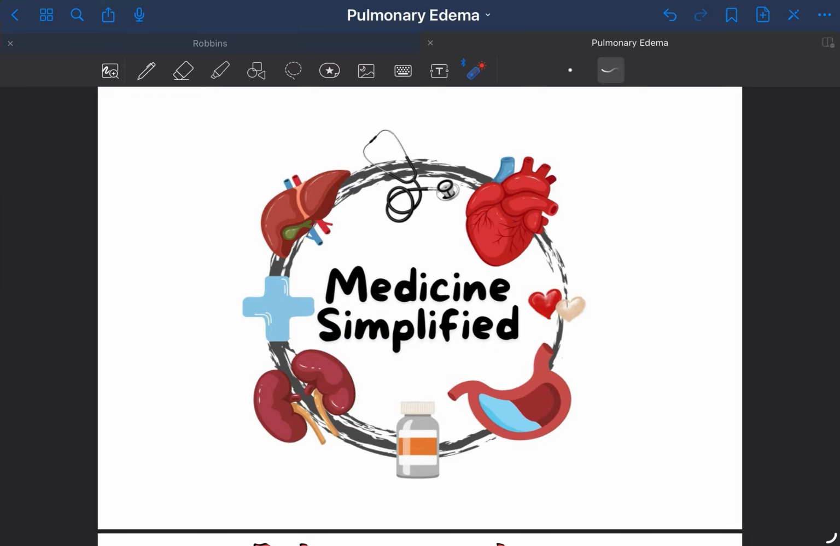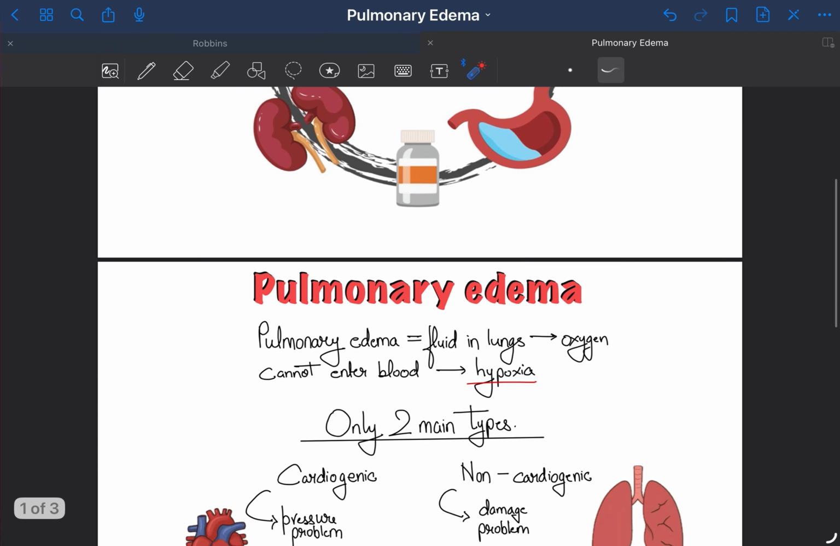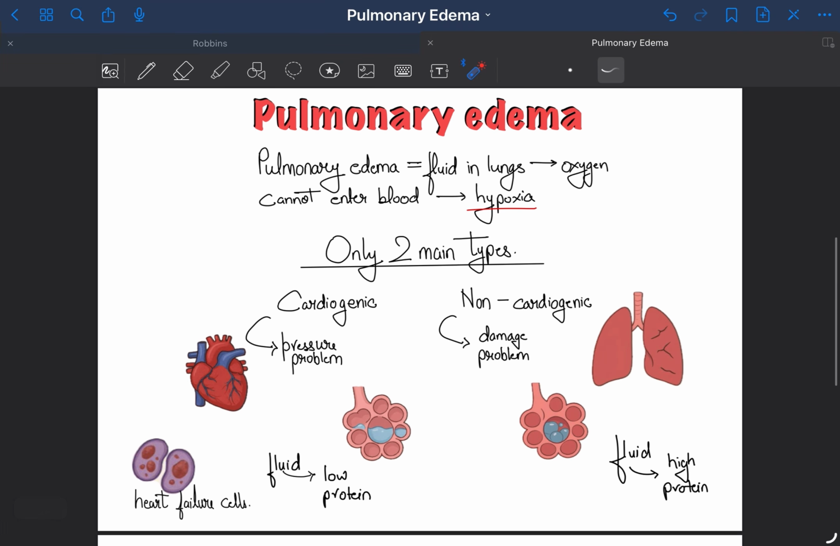Have you ever wondered why some patients literally drown in their own lung fluid, while others have the same condition, but the heart isn't even the problem? This is pulmonary edema, and in the next few minutes we will understand it, and you will never confuse cardiogenic versus non-cardiogenic again. So pulmonary edema is fluid in the lungs.